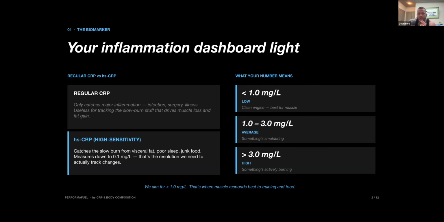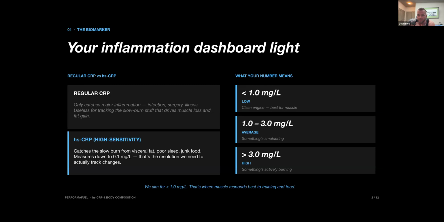Regular C-reactive protein only measures above 3 milligrams per liter. That's already way too high for us. That means there's already way too much wrong. What we want your high sensitivity C-reactive protein to be is less than 1. All right, this is good. This means no dashboard lights on.